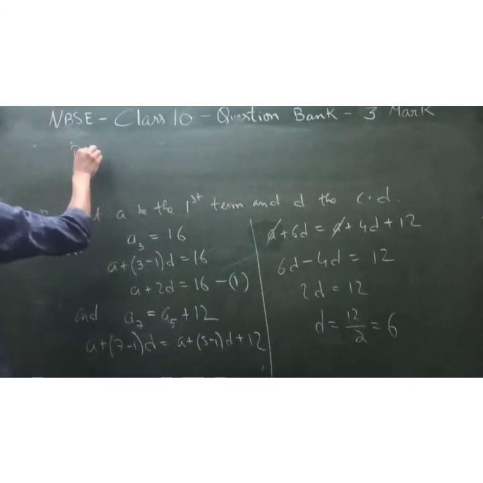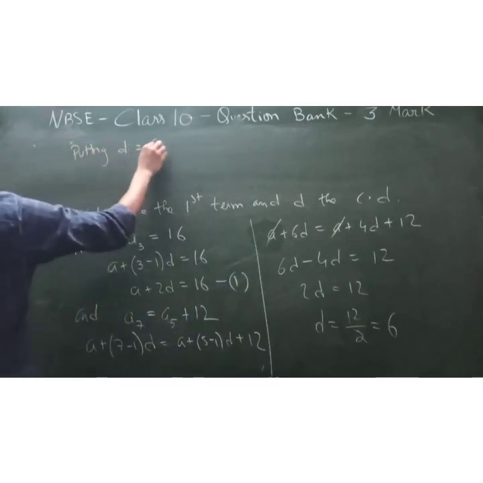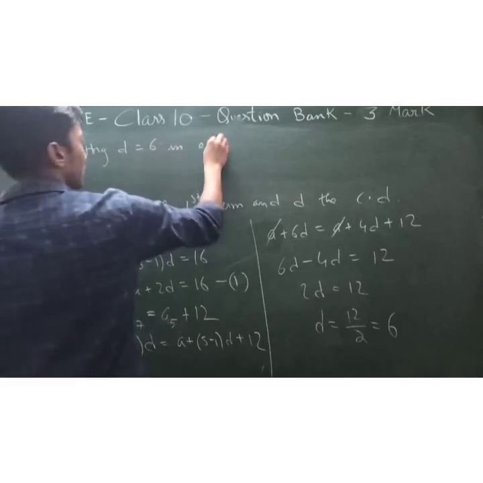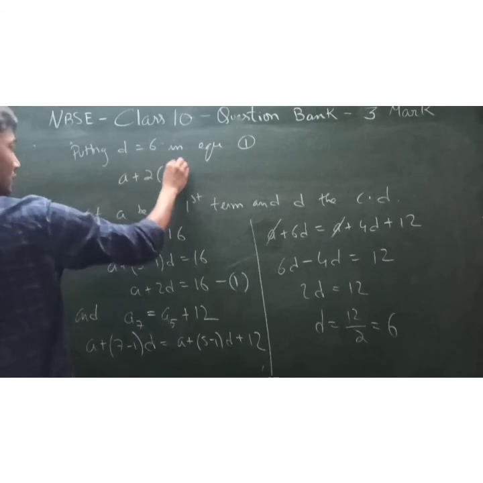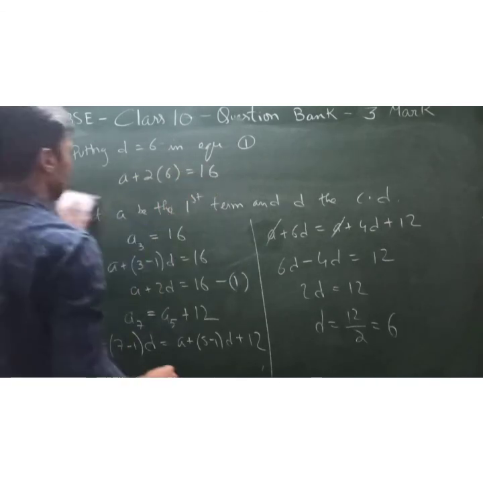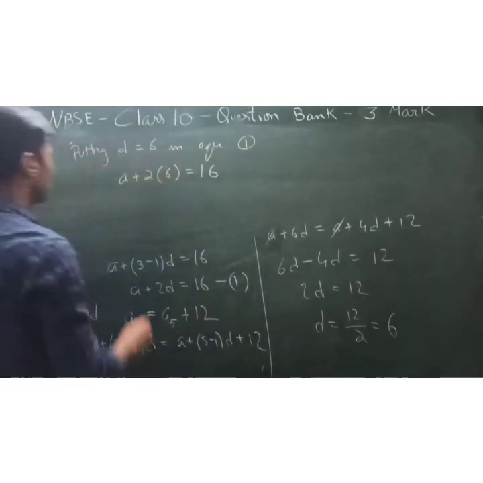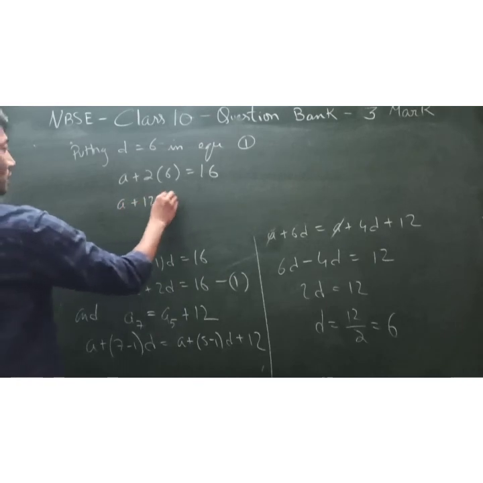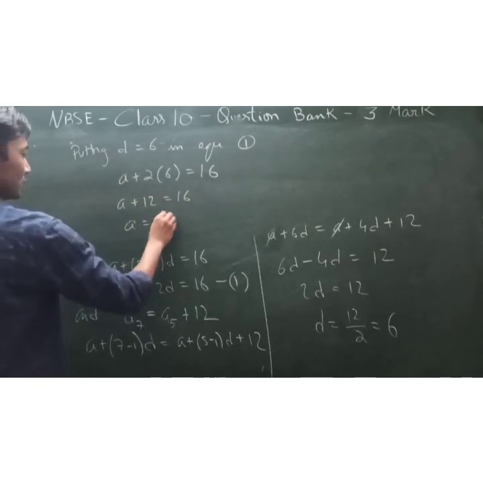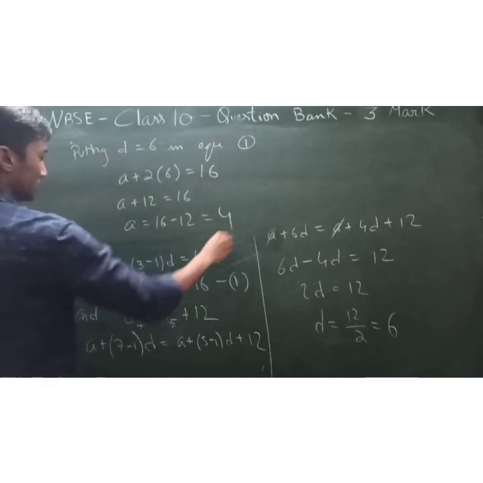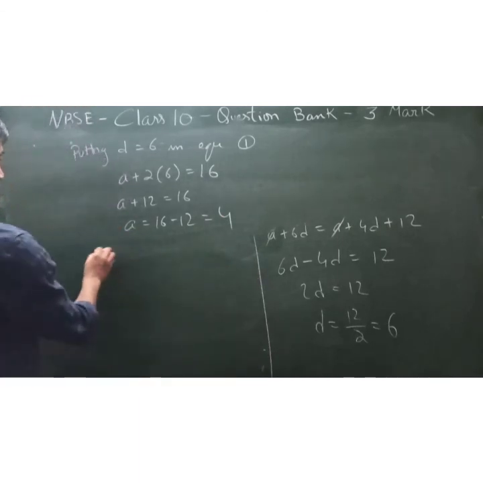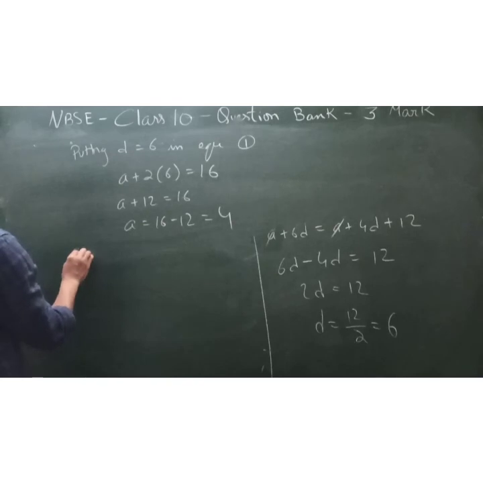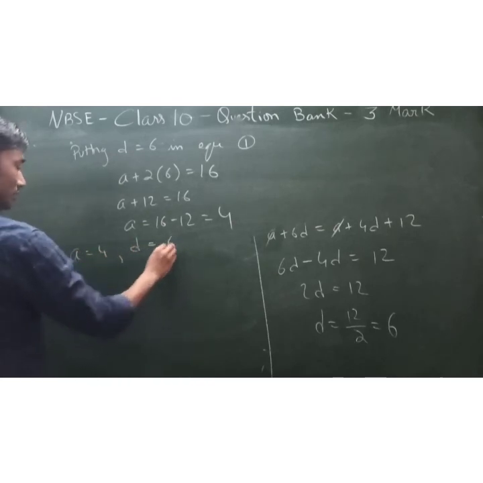So putting D equal to 6 in equation 1: A plus twice into D is equal to 16. So A plus 12 is equal to 16. A equal to 16 minus 12, that is equal to 4. So what do we have? Therefore, A is equal to 4 and D is equal to 6.